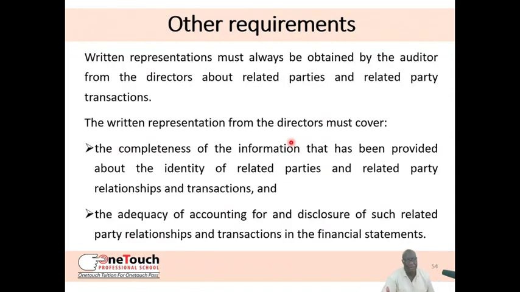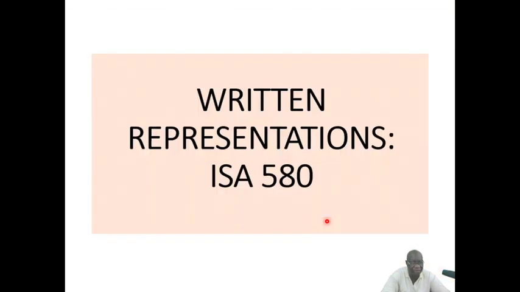Other requirements. You need to obtain a written representation from the directors that the completeness of the information that has been provided about the identity of a related party and party relationship and transactions. What they are saying is that you need to let management give you a representation about the related party, that all the related parties they are aware of, those are the ones they have given to you. Then the adequacy of accounting for and disclosure of such related party relationships and transactions, or all transactions that went between them. This is what they have given to you.